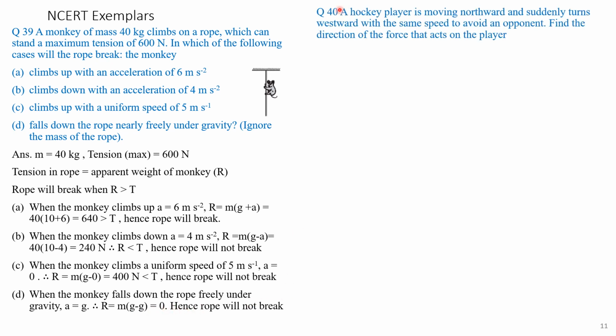Next question. Question 40. A hockey player is moving northwards and suddenly turns westwards with the same speed to avoid an opponent. Find the direction of the force that acts on the player. Please see the diagram shown here, with north, south, east, west. A hockey player is moving northwards and suddenly turns westwards with the same speed. Find the direction of the force.